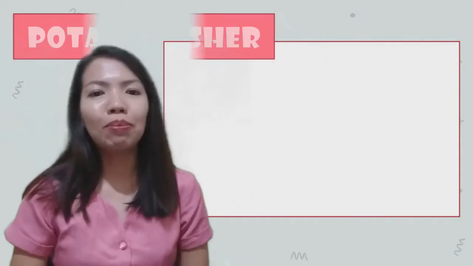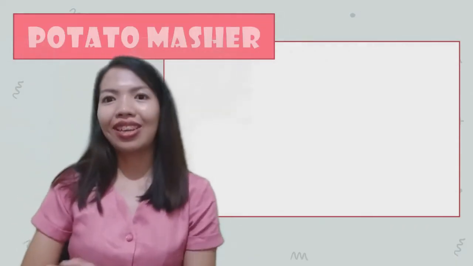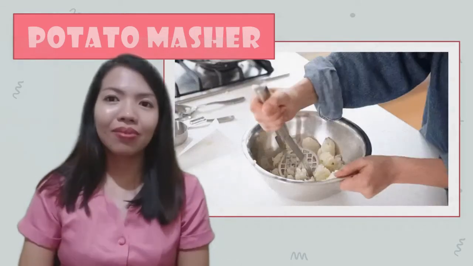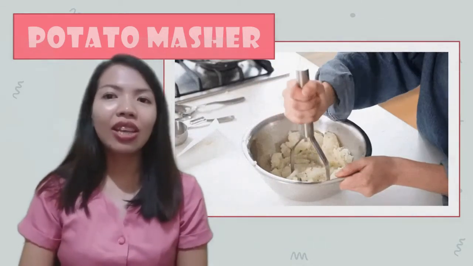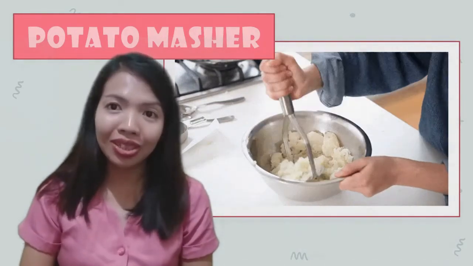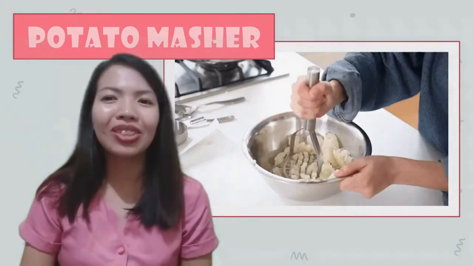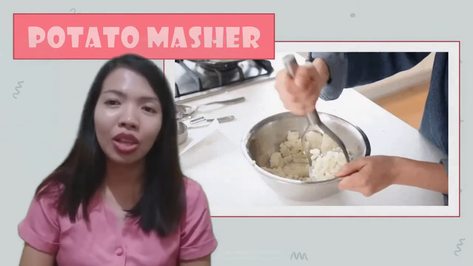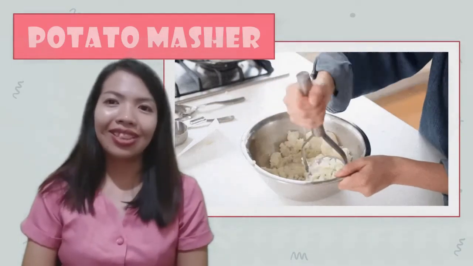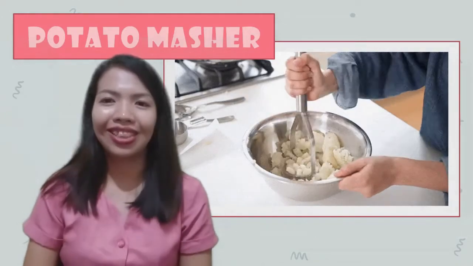And then we have the potato masher. Okay, so as you can see, this is how the potato masher works. Do you think that potato masher can only be used for potatoes? Not actually, because potato masher can also be used for mashing carrots, turnip, and soft cooked food.